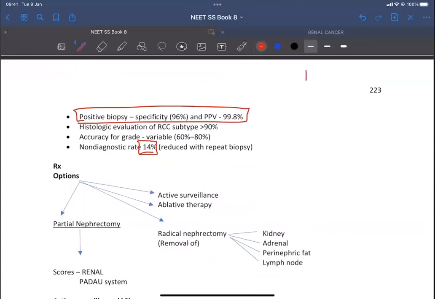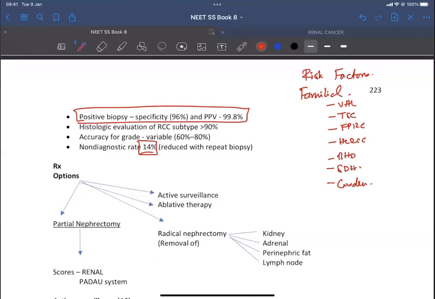So far, in RCC, we've seen the risk factors, which are hypertension, obesity, and tobacco. We've seen several familial syndromes, chief among which are VHL, tuberous sclerosis, familial papillary, HLRCC, Birt-Hogg-Dubé syndrome, succinate dehydrogenase, and Cowden syndromes. Then we've seen the pathology, which most commonly is clear cell RCC, papillary RCC, and chromophobe RCC.